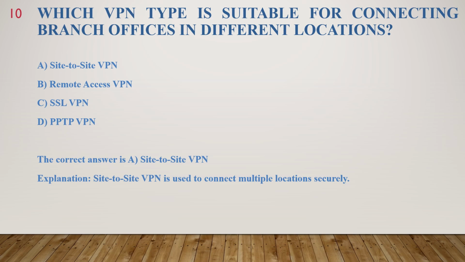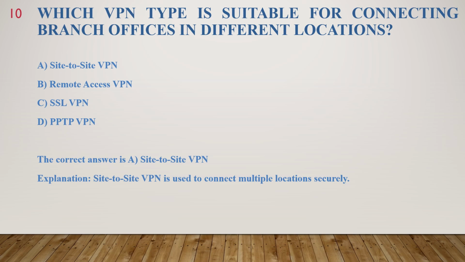SSL VPN, C, often used for web-based access to corporate resources. While SSL VPNs can be convenient for simple scenarios, their performance and security capabilities are generally less robust than site-to-site VPNs for critical branch office connections.